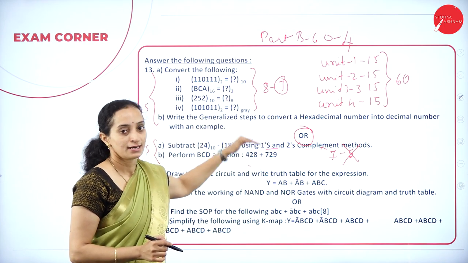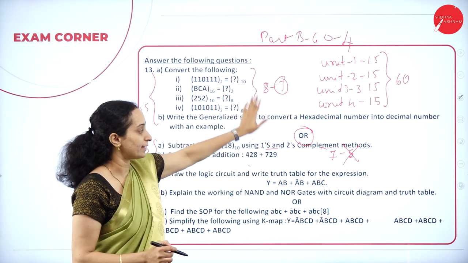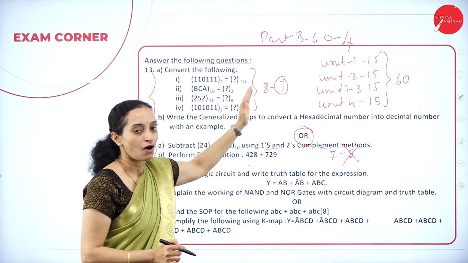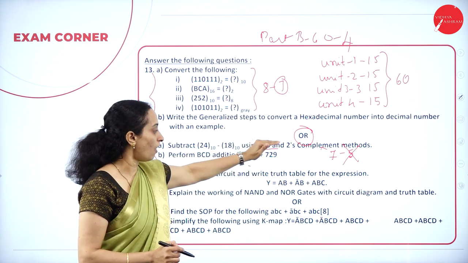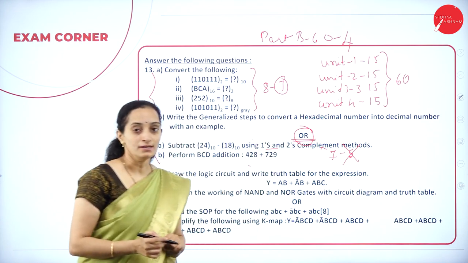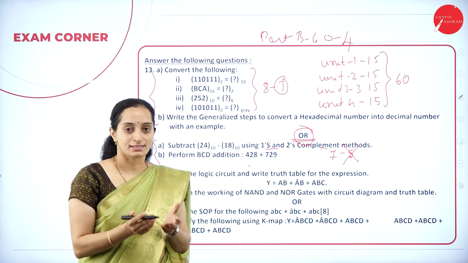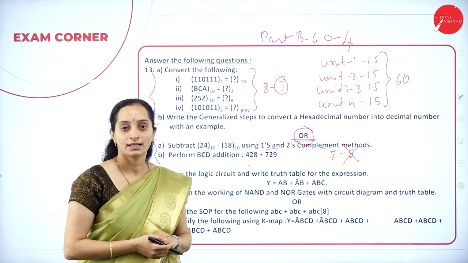Don't combine these 2, this one and this one. Either attend this or this. Answer this question or this question. That is why they have given the option "or". Whichever you have studied, you can answer that. Either this one or this one.